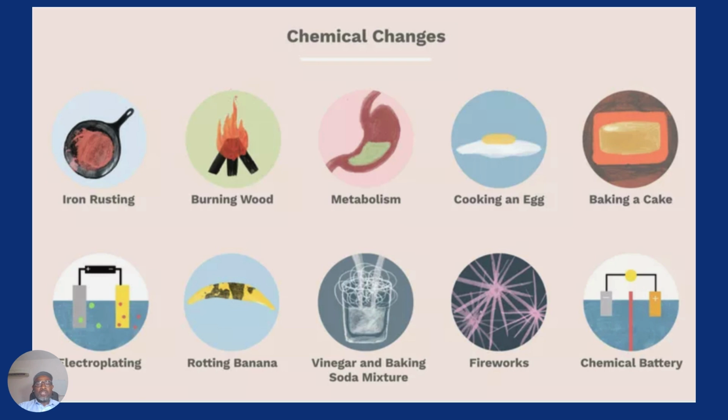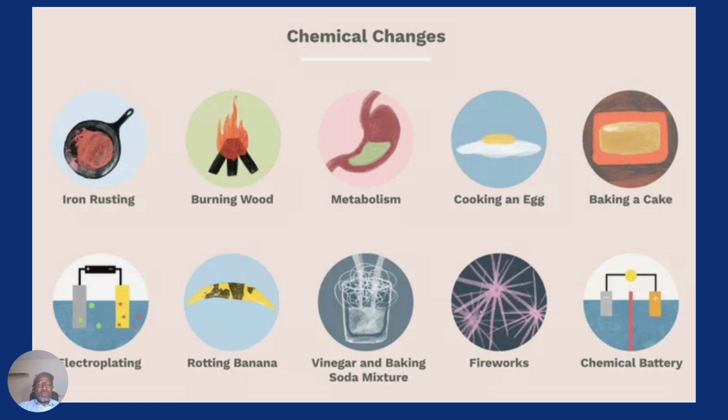Baking of cake is the same thing. You can't get the flour back again. If you have baked the cake, you have baked the cake. You can't get flour back again from a baked cake. Electroplating is also another one. You may not know what electroplating is, but as you grow older in your studying, you will understand that. Then we also have rotting banana. When a banana is rotting, you can't get it back again to a fresh banana. It's not going to work.